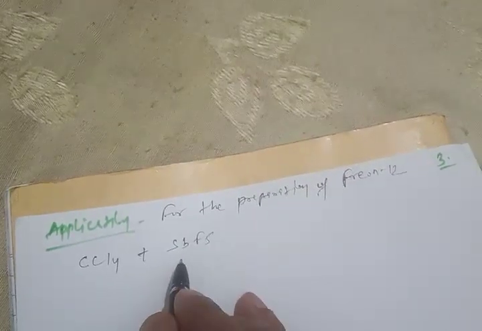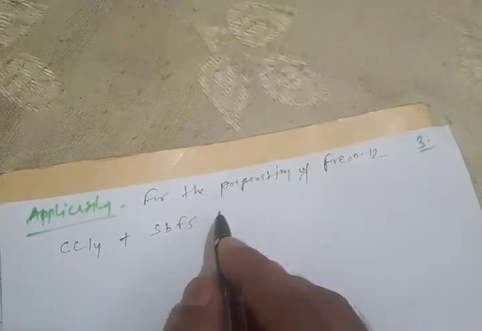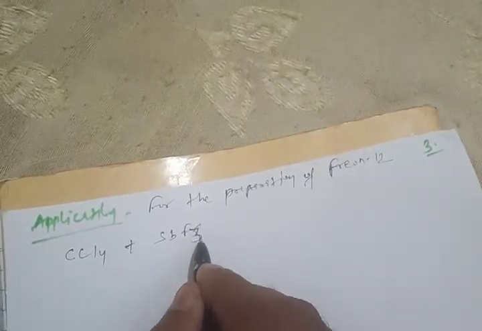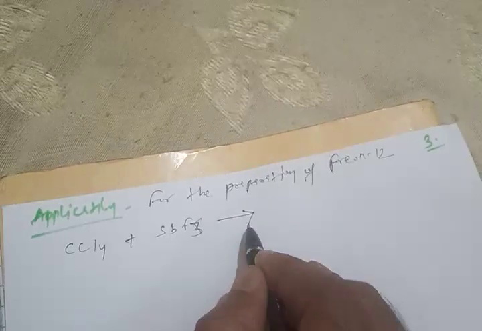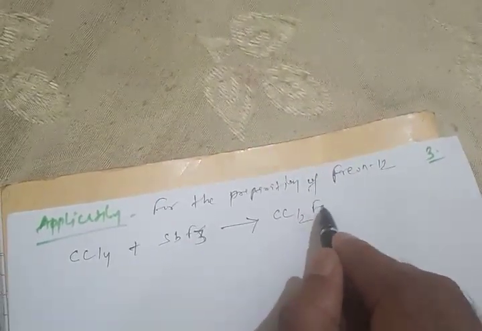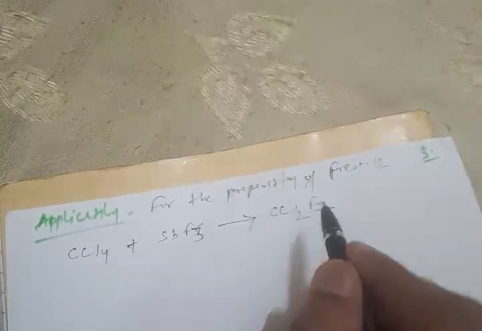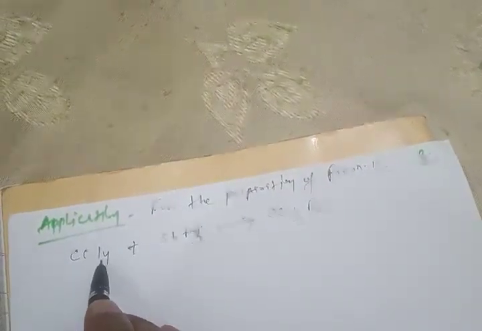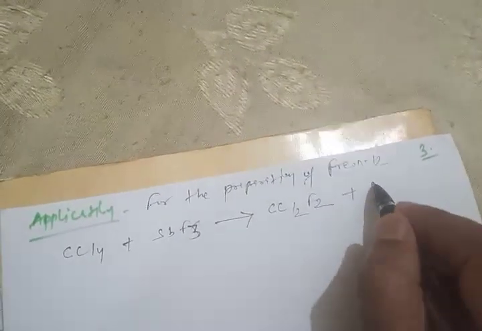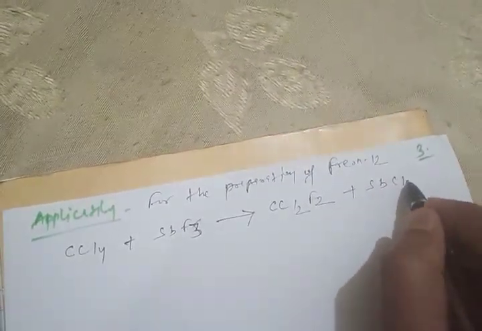SbF5. What is the name of this compound? This is antimony fluoride. Sb is antimony. SbF5, you can take with 3 also. Here I'm taking 3. Okay, so this will give you CCl2F2. In CCl2F2, chloride will be exchanged by 2 fluorine. So what will we get? SbCl3.